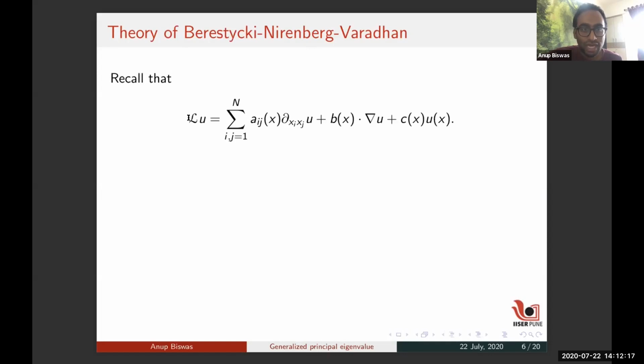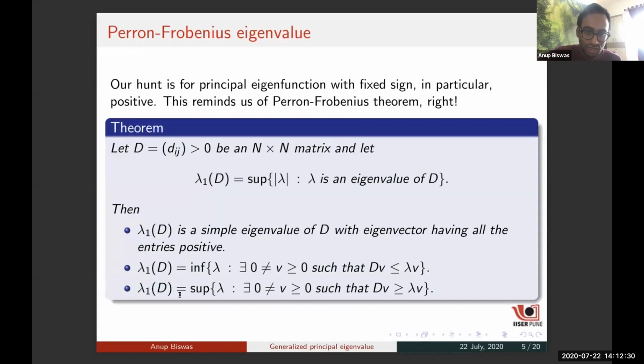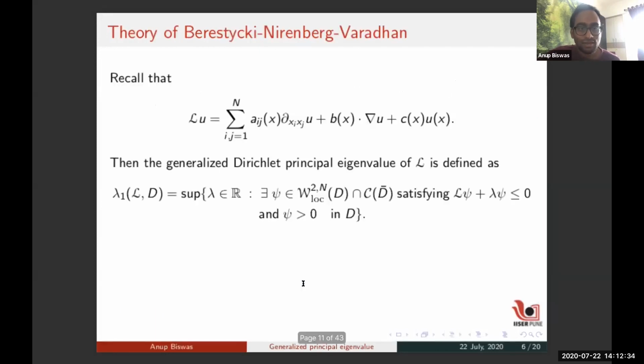Now we come back to our operator. This is our operator, and we want to define the eigenvalue. This is what Berestycki, Nirenberg, and Varadhan did. They used this characterization, if you see. This is the supremum one. It's kind of analogous to the one we are looking at. So you take the supremum over all lambda in R.